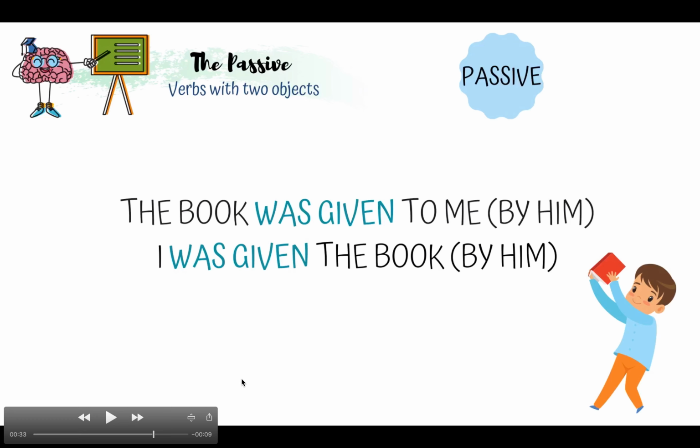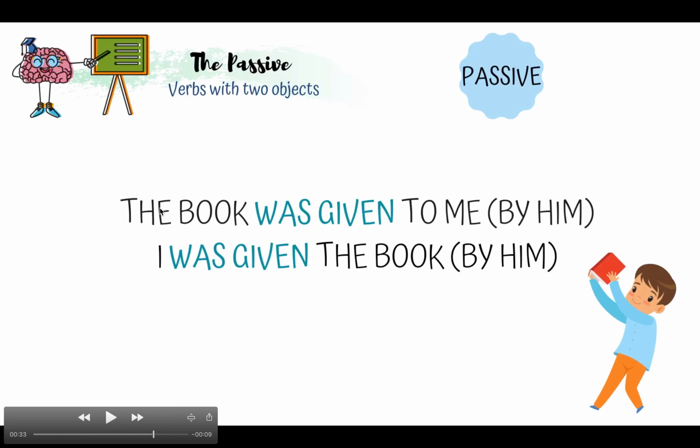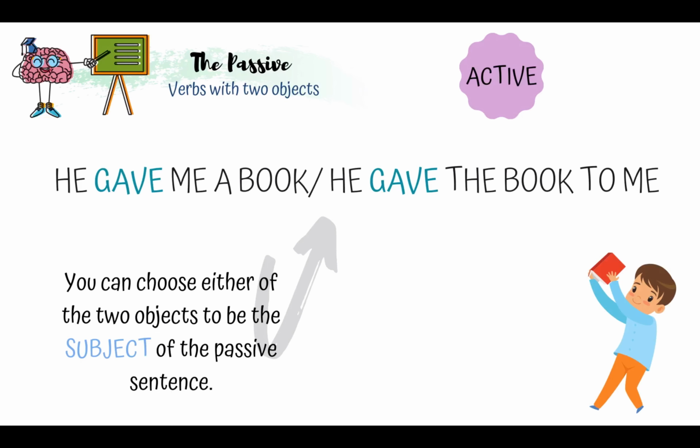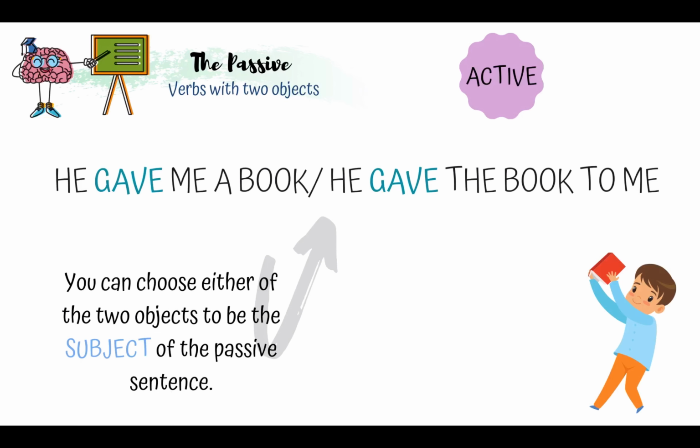Okay, can we see what we have done here? The book has become our object. We have our verb was given to me by him. Okay, so let's go back to that sentence. He gave me a book, or he gave me the book. Who's doing the action? Well, he is. He is the one doing the action. Who is receiving the action, or what is happening? Well, the book is being given to me.